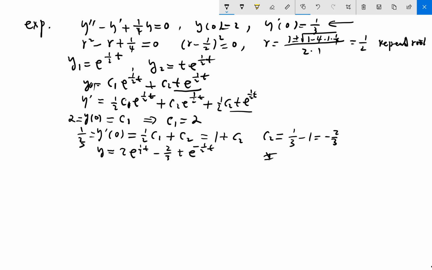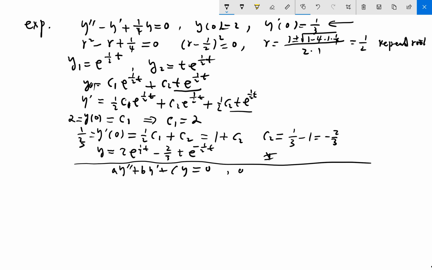Now, to summarize, we tried to solve this equation: y double prime plus b y prime plus c y. We call this equation a second order linear homogeneous equation with constant coefficients. Now we can say we have solved this problem completely. So how do we solve it? Write down its characteristic equation. This quadratic equation has three situations.